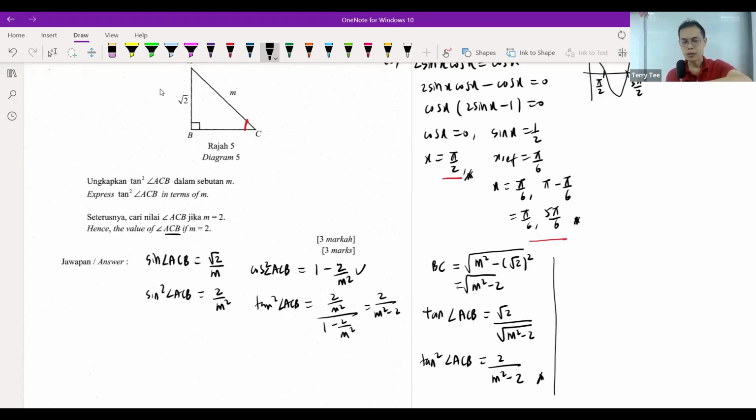Hence, find angle ACB if your m is 2. Well, if your m is 2, for ACB, you put 2 inside. 2 over 2 square minus 2. 2 square is 4. 4 minus 2 is 2. 2 over 2 is 1.